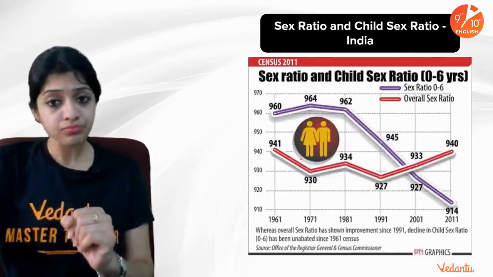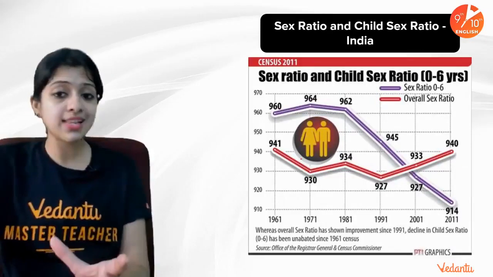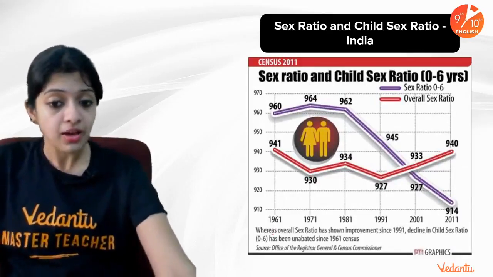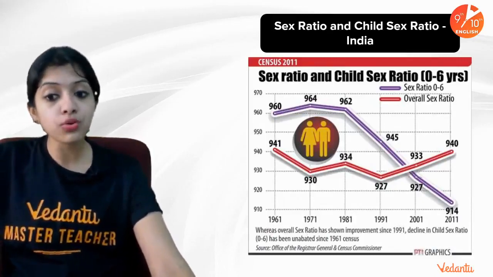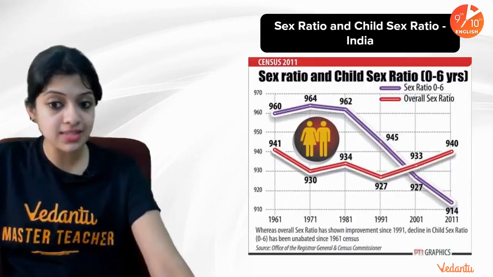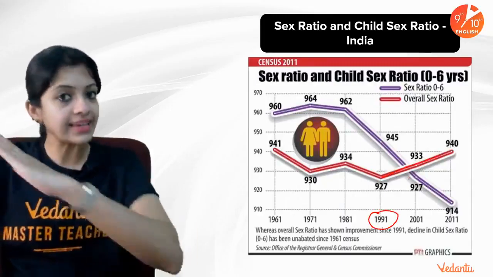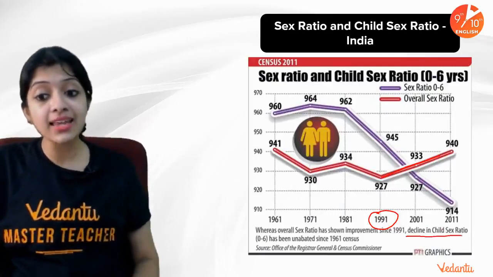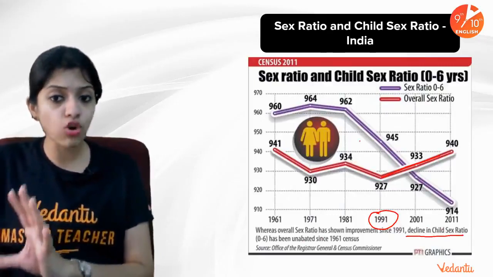Now, this is a figure that shows you the sex ratio and child sex ratio in India, census 2011. As you can see, the overall sex ratio has shown improvement since 1991. Look at it, this is 1991. From here, the overall sex ratio, the red one, is showing an increase, right? Showing overall increase, but then there is decline in child sex ratio, which means 0 to 6 years of age.